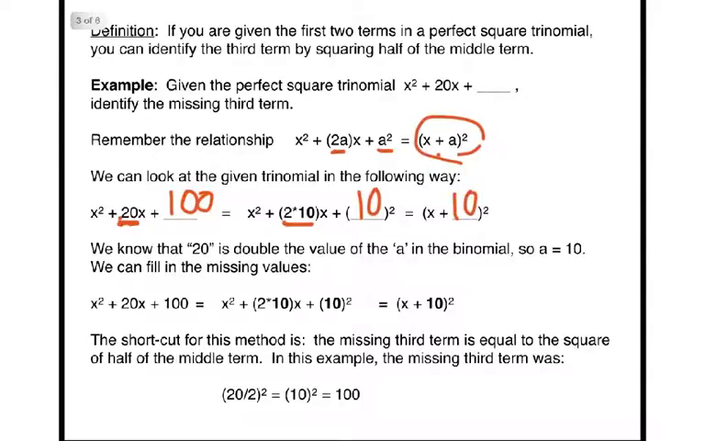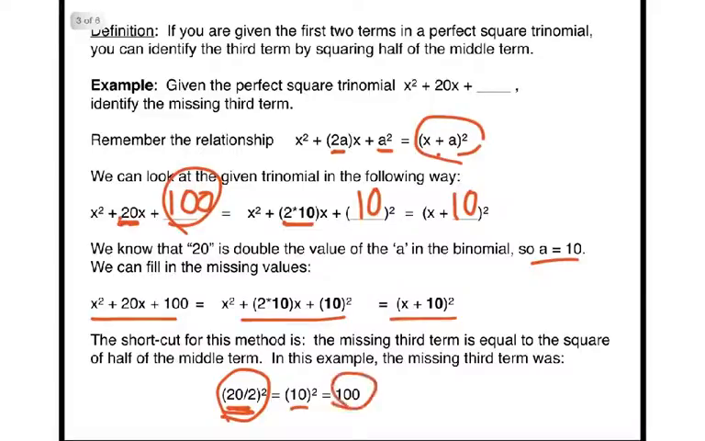We know that 20 is double the value of a in the binomial, so a is 10. We can fill in the missing values, just like I just did. The shortcut for this method is that the missing third term is equal to the square of half of the middle term. In this example, the missing third term was half of 20 squared. And half of 20 is 10. When we square 10, it equals 100. So we'll want to remember the phrase, you can identify the third term by squaring half of the middle term.